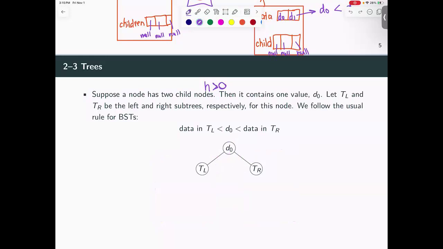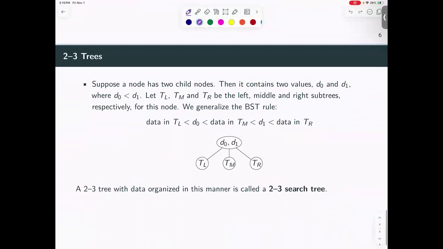It doesn't mean that we can't have a 3 node situation down here or down here, but we're going to look at what the 3-node situation means right here. Suppose a node has 2 pieces of data. This says 2 child nodes, but it shouldn't. It should say 3. Sorry about that. Then it contains 2 values, D0 and D1, and we know D0 will be less than D1.